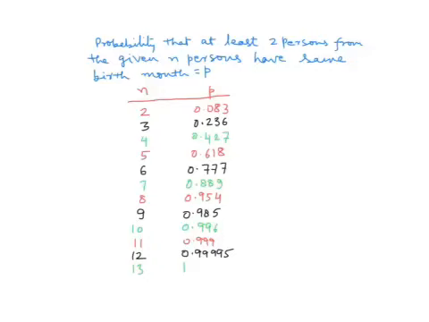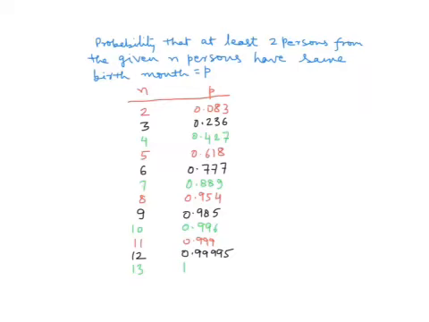We have calculated the probability that at least two persons from a group of 6 persons have the same birth month, and that we had seen as somewhere around 0.77. For calculating that, we had found the number of ways in which all the 6 persons can have different birth months, and we divided that by the total number of ways in which they can have birth months.